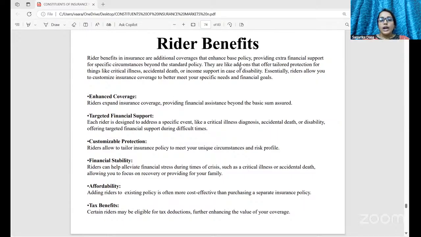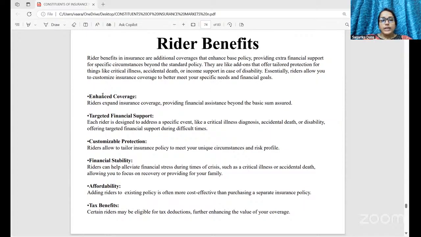They are like add-ons that offer tailored protection for things like critical illness, accidental death, or income support in case of disability. So because of these reasons, the present insurance policy will be added with some additional financial support benefits. In that case, the policyholder has to pay the additional premium to the insurance company. Such add-ons to the existing policy, we call rider benefits.